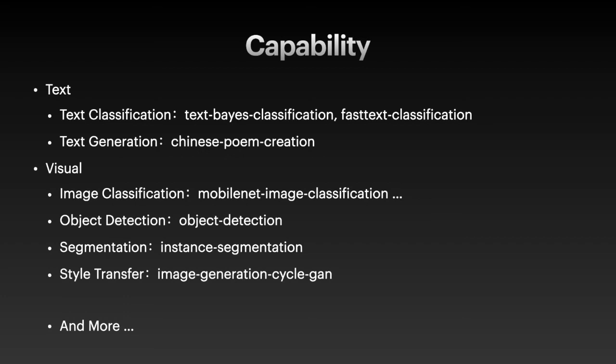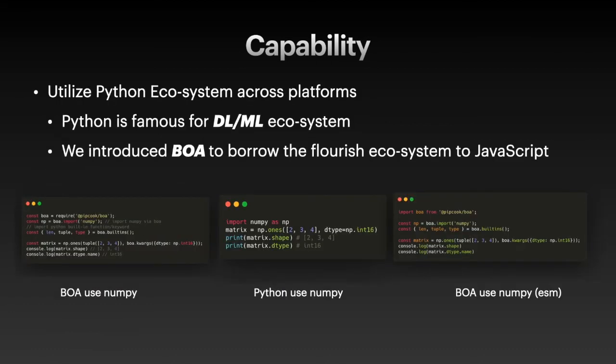So what can Pipcook do right now? Pipcook allows you to train models in the following tasks: basically text classification, text generation, image classification, object detection, segmentation, and style transfer, with different kinds of sub models. And you know that Pipcook is an open source project, so this list will get longer and longer as the community keeps contributing to it.